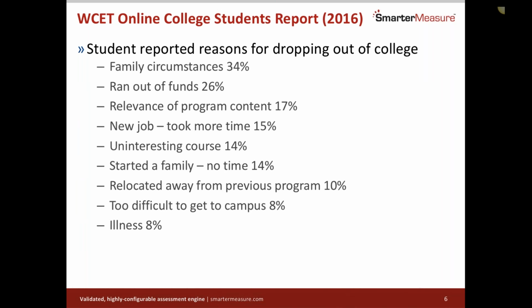This is from the WCET Online College Students Report from 2016. This had the students reporting the top reasons for dropping out of college, very, very similar. Family circumstances was the top reason for students dropping out. They didn't have the money. They ran out of funds. The third top choice was the program content wasn't relevant to them. They took a new job, and so forth and so on.